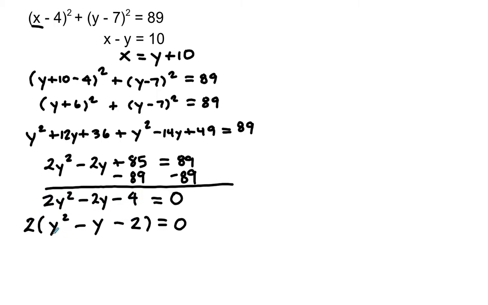Now this y squared minus y minus 2 is just a trinomial, and we can look to factor that into two binomials. So I'm going to bring my 2 down. It doesn't really hurt anything out there, but we're going to have a y in the front of each set of binomials.